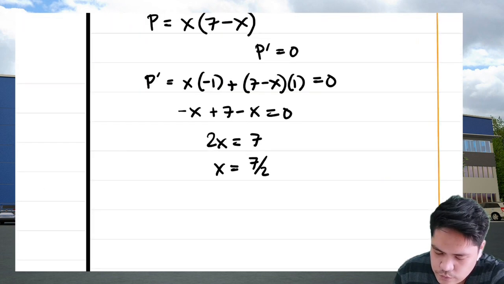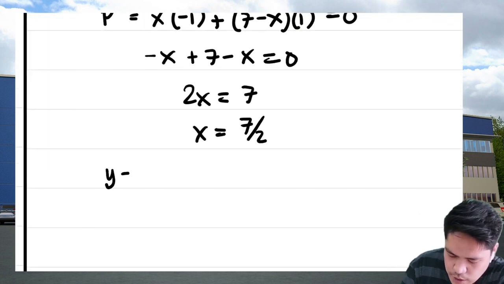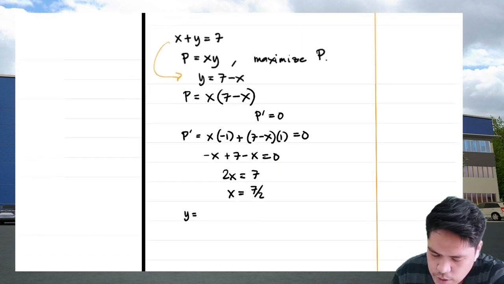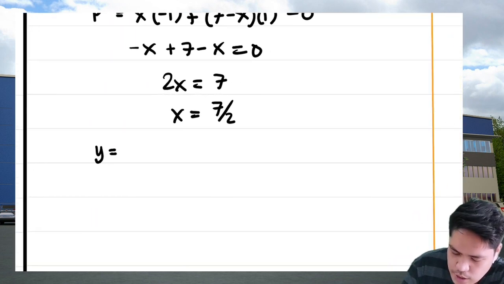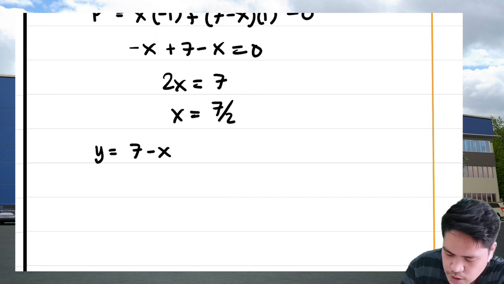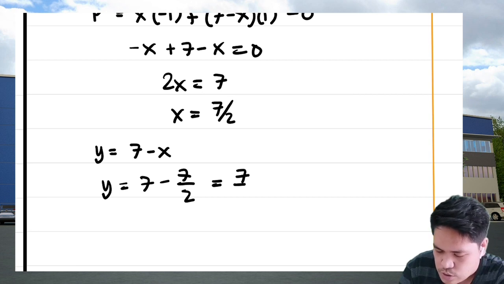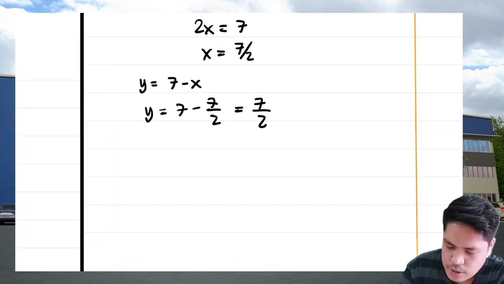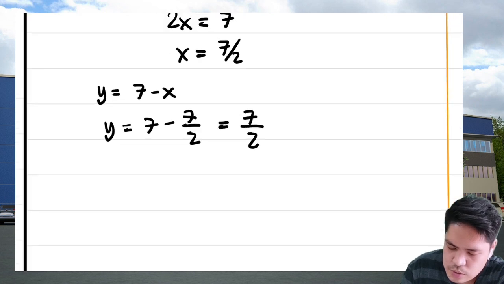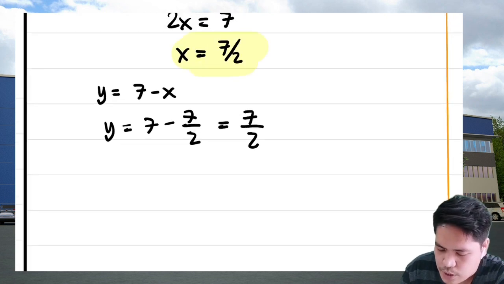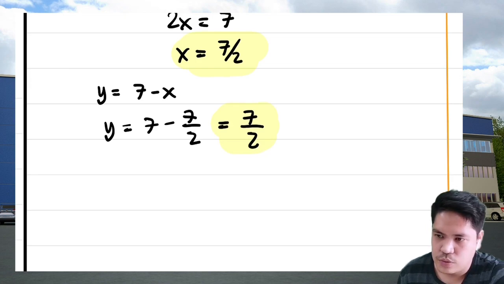Now, to get the second number, y, that would be 7 minus x. So y is equal to 7 minus 7 over 2, which is also 7 over 2. So that means these are our answers. For maximum product, the values of x and y should be the same, 7 over 2.